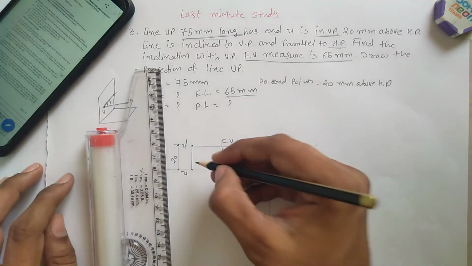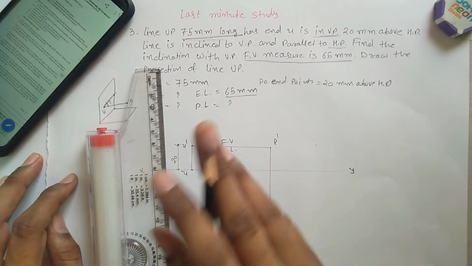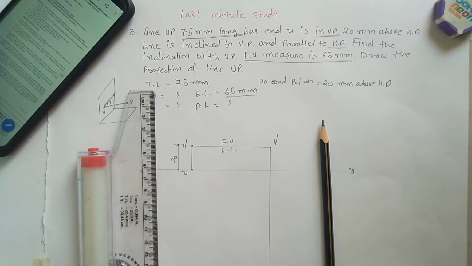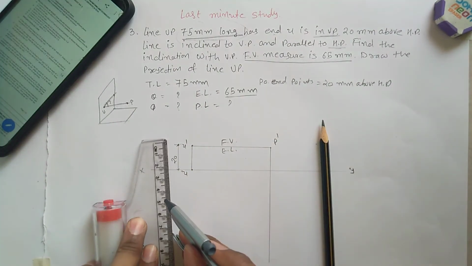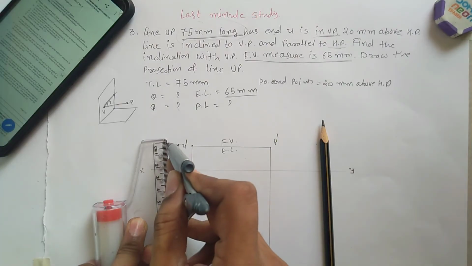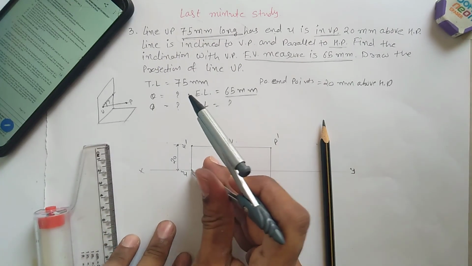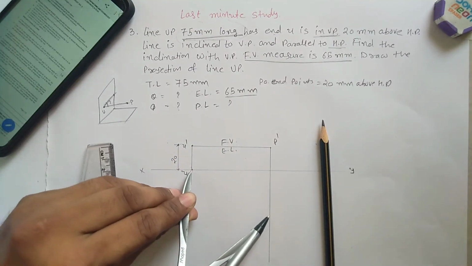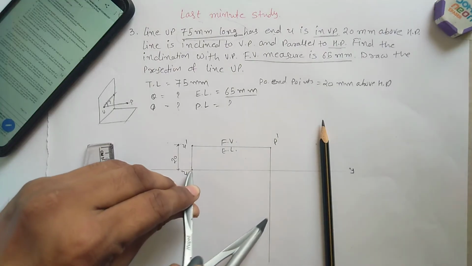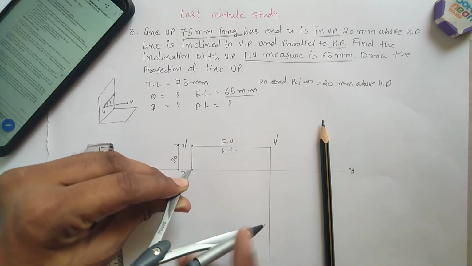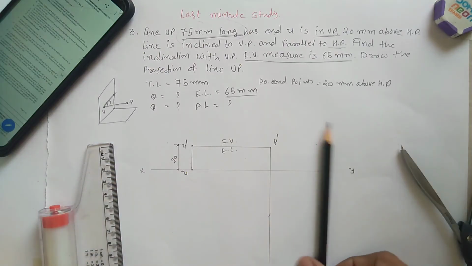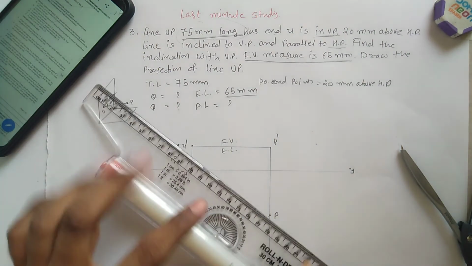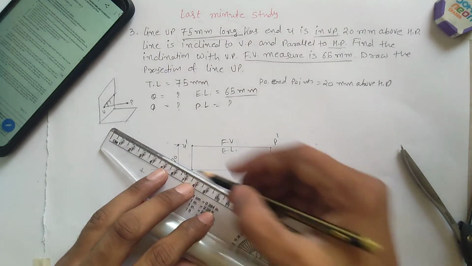You don't know the inclination angle or anything about this, but you know it is 75 mm long, which is the true length. So for true length, measure a distance of 75 mm on the rounder, put the pointer on U and mark a distance on this projection line like this. So this point is your P point.